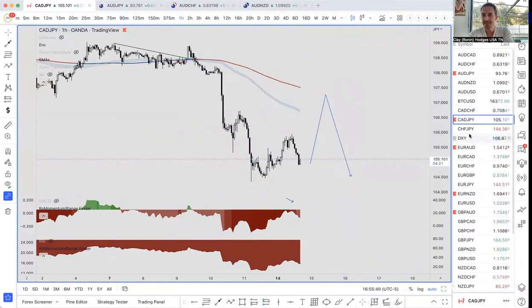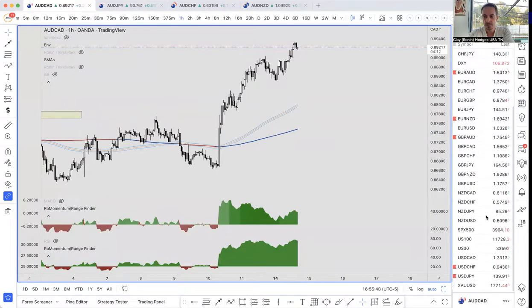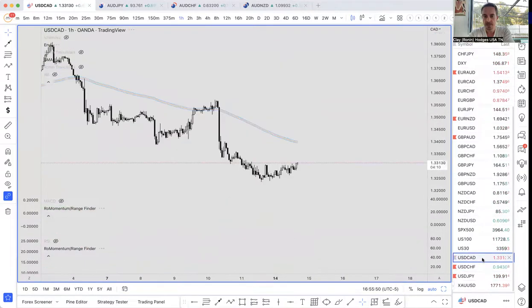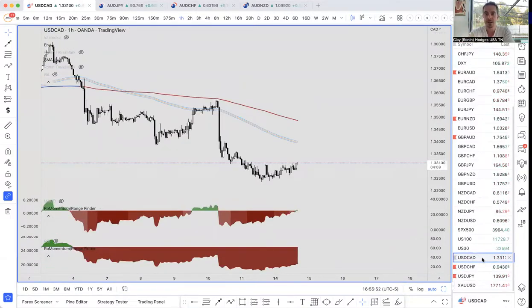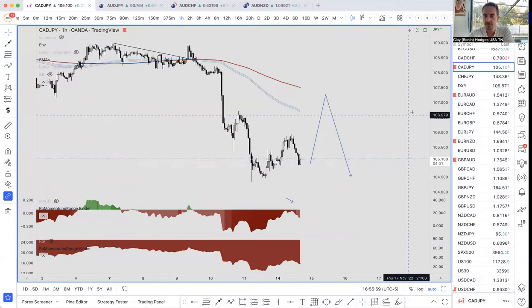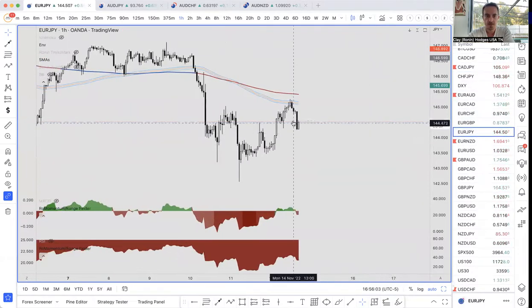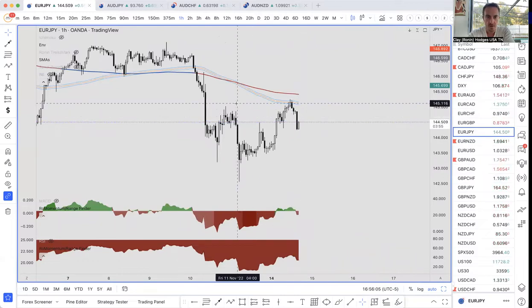I mean, CAD has been just getting whooped all day long. If you go to Euro CAD, Aussie CAD, looking super bullish. But not so much, I would say, in dollar CAD because of the dollar weakness. So that's something to keep in mind here. But if CAD yen is looking like it might pull back, let's take a look at some of these other yen pairs. We just now rolled over here on EJ.